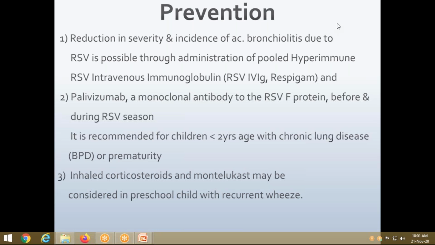Reduction in severity and incidence of acute bronchiolitis due to RSV is possible through administration of pooled hyperimmune RSV intravenous immunoglobulin and also palivizumab, a monoclonal antibody to RSV F protein, before and during RSV season. But this is recommended only for children less than 2 years of age with chronic lung disease or prematurity. This is not a common drug to prescribe to everyone. So there is a particular age limit, less than 2 years of age, and also prematurity.